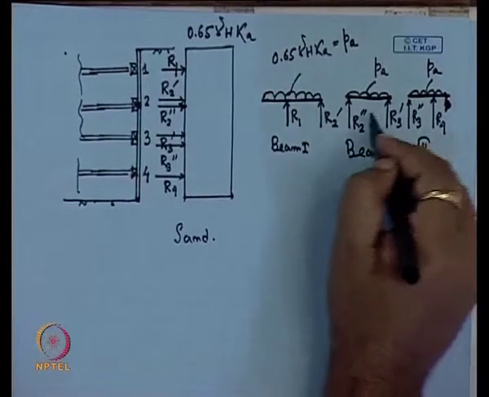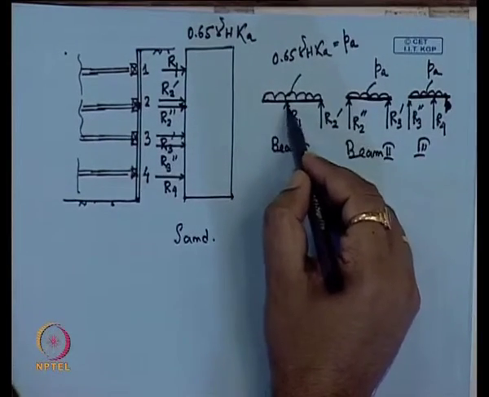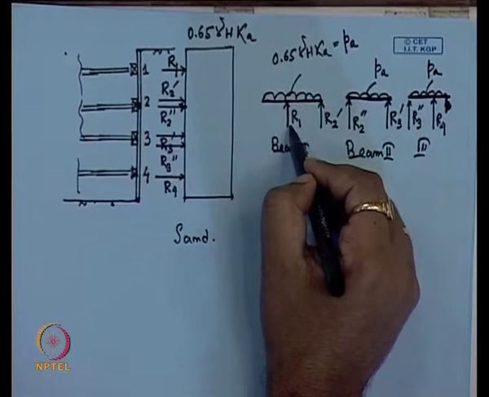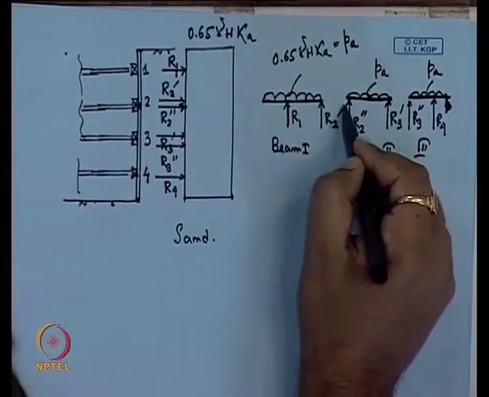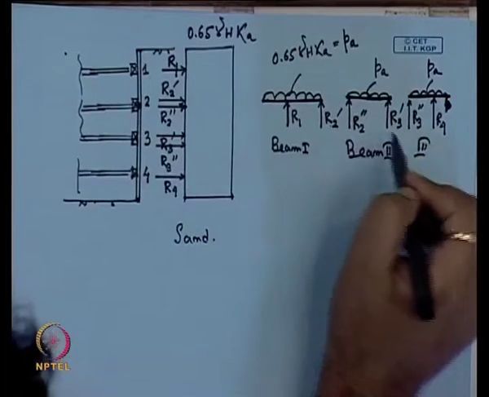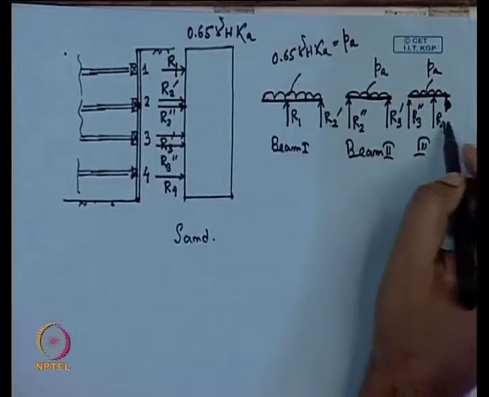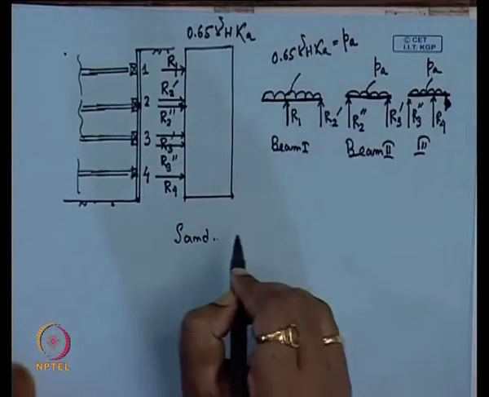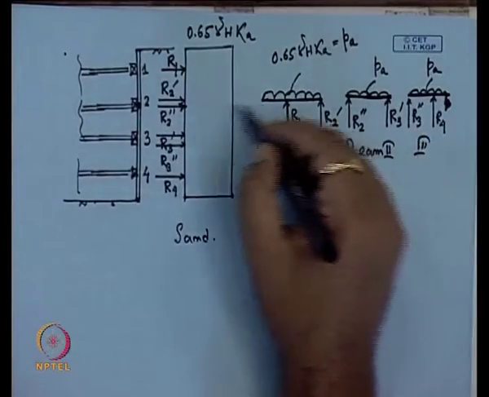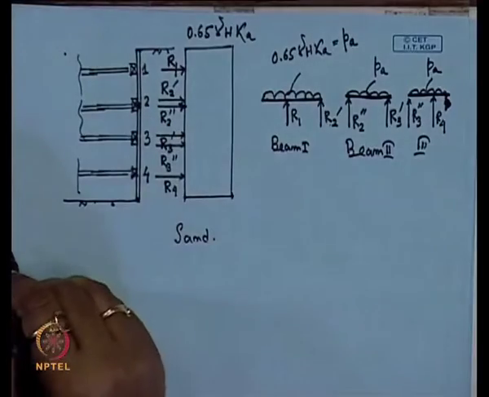So, once we get all the reactions, then the force of the first strut will be R1, the force of the second strut will be R2 dash plus R2 double dash, the force of the third strut will be R3 dash plus R3 double dash, and the force of the fourth strut will be R4. So, then we can determine the forces at the different strut levels.